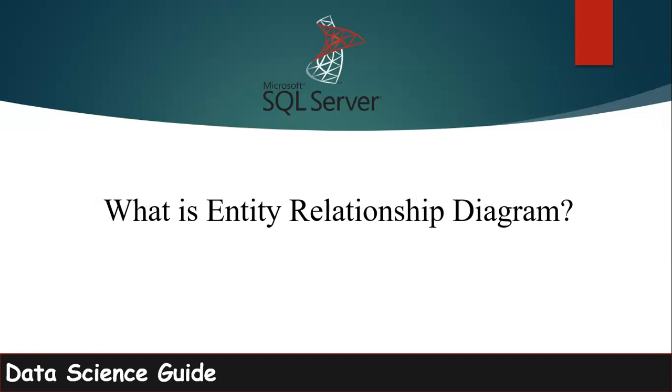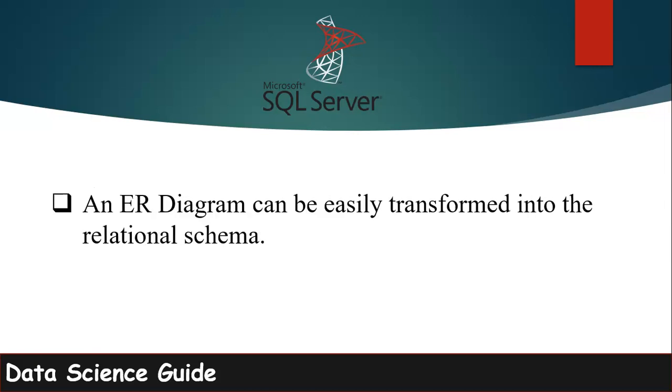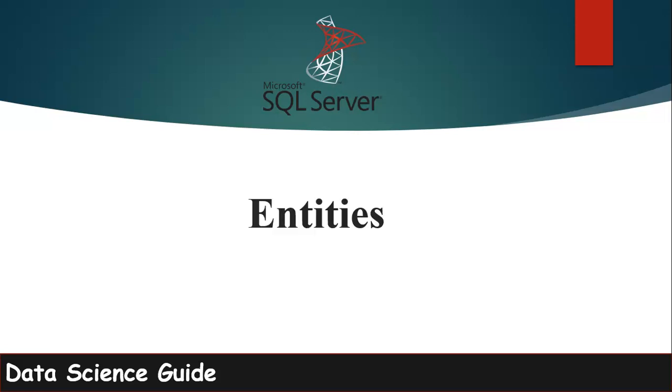So what is an entity relationship diagram? An entity relationship diagram is a type of flowchart that illustrates how entities relate to each other within a system. And as we said, an ER diagram can be easily transformed into a relational schema or database. And there are three components in ERD. First one, entities. Second one, attributes. And third one, relationships. Let's start with entities.